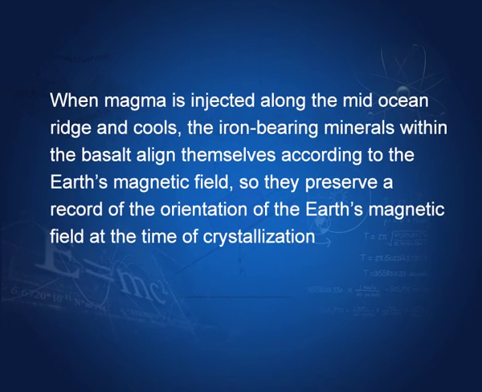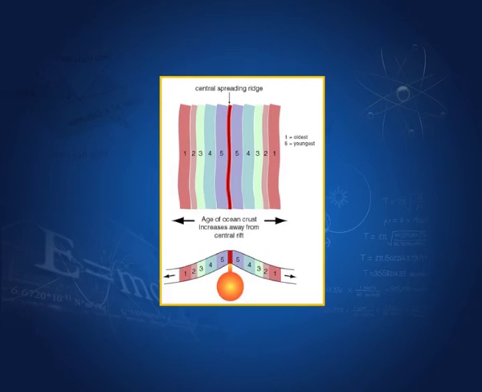When magma is injected along the mid ocean ridge and cools, the iron bearing minerals within the magma align themselves according to the earth's magnetic field. So, they preserve a record of the orientation of the earth's magnetic field at the time of crystallization, and this is shown here, and we see that there have been several reversals in the past. The field is decreasing.